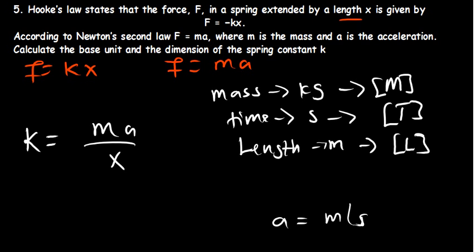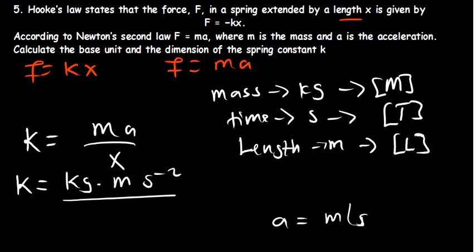So acceleration, we know that it is in meters per second. What does it mean? We have two things. So first I'm going to say k will be equal to mass, which in this case is kg. I'm going to put kg first. Acceleration is meters per second squared, but this second squared I'm just going to put as s to the power negative 2, divided by x, which is also meters.